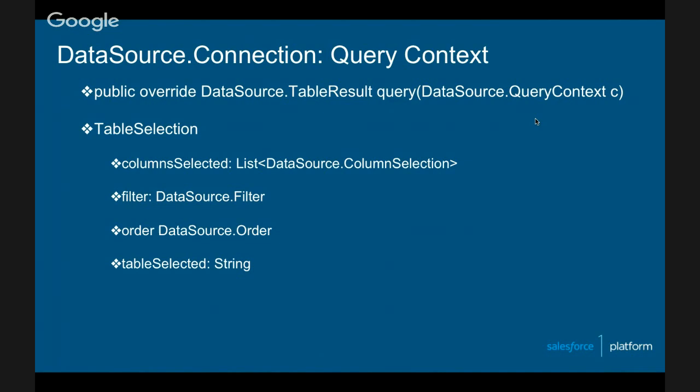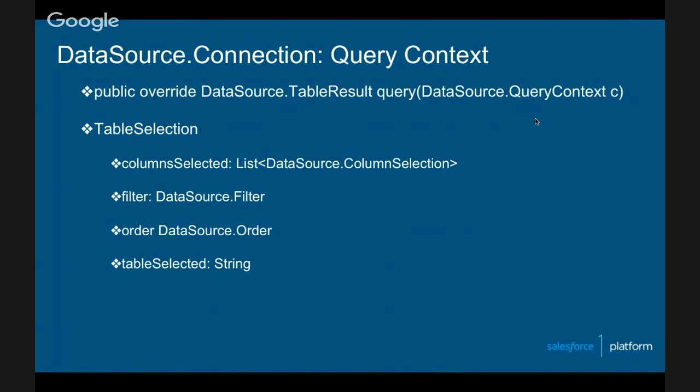So in a list view, if you have ID, name, start date, end date, creation date as the columns in that list view, when you look at the query context and you look at the columns selected, those columns will be in this list here. You won't see any of the other columns. So it's being very efficient in what it's asking for.